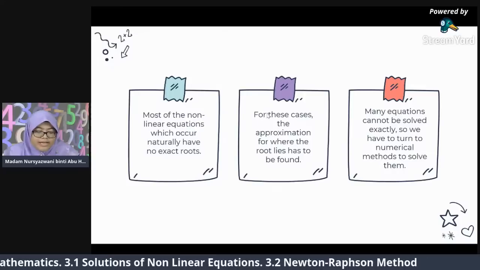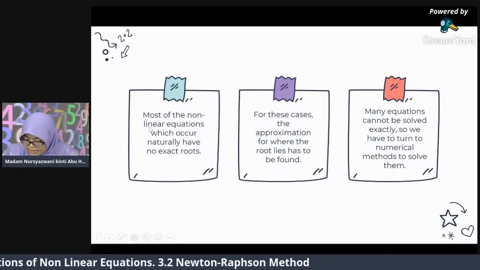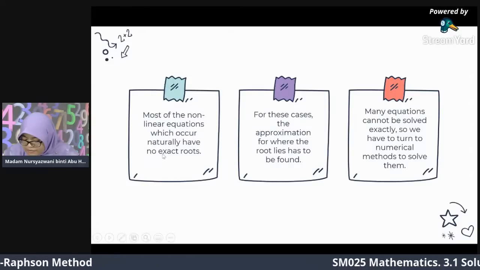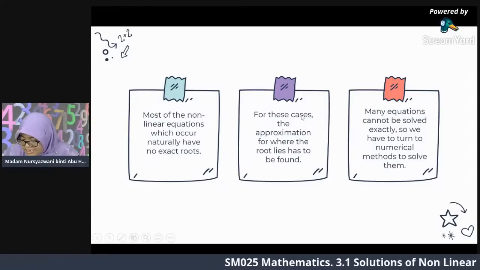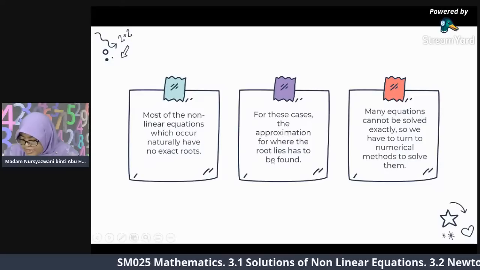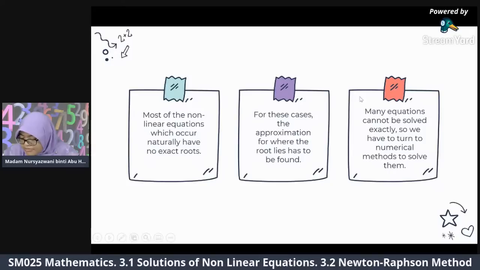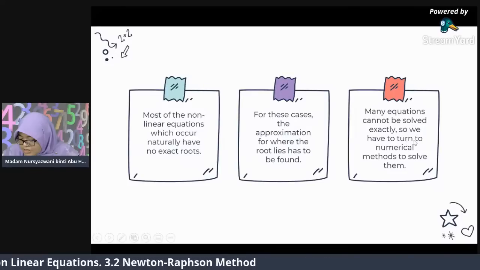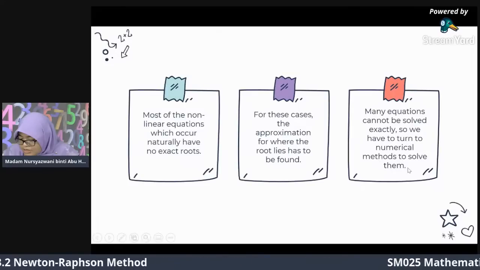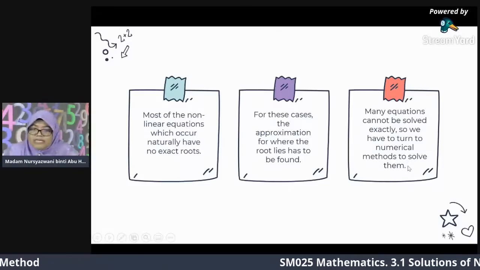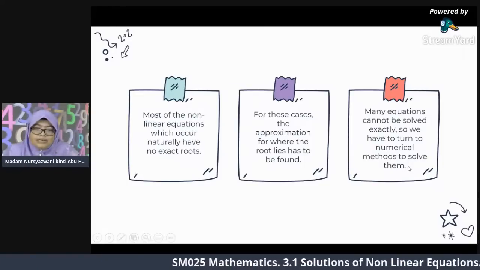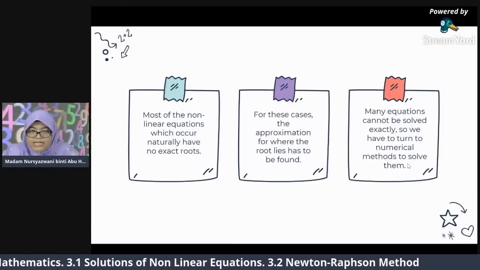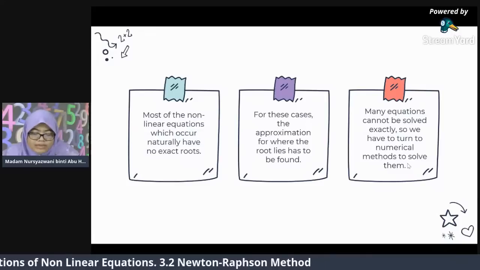Based on the examples we did before, we can say that most of the non-linear equations which occur naturally have no exact root. For this case, the approximation for where the root lies has to be found. Many equations cannot be solved exactly, so we have to turn to numerical method to solve them. So dari sini kita boleh faham ada certain equation kita boleh cari root, ada certain kita tak boleh cari root. So yang tak boleh cari itulah kita akan gunakan kaedah berangka iaitu numerical method.